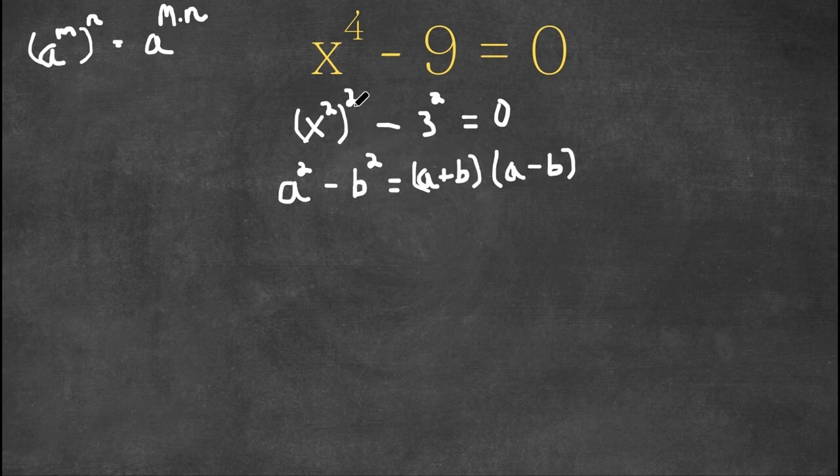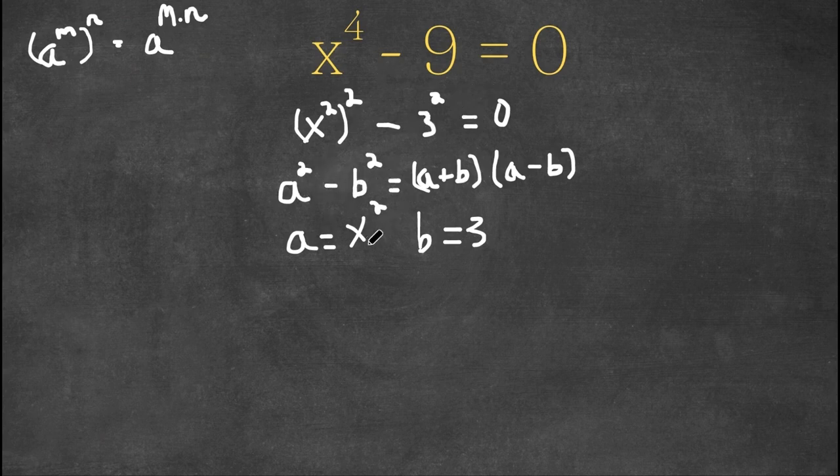As you can see right here, what I've done is I've changed this equation to match up with a squared minus b squared. In this case, a is equal to x squared, and b is equal to 3. So we have x squared to the power of 2 minus 3 squared, and this is also equal to a squared minus b squared.